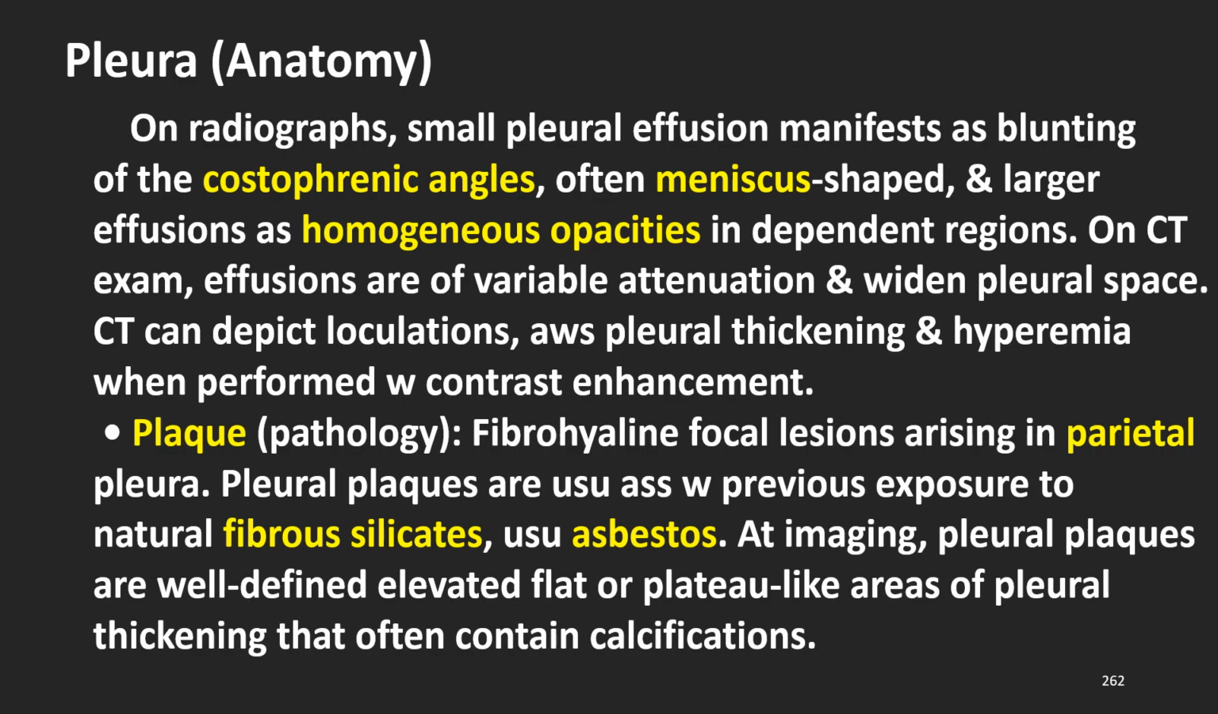Pleural anatomy. On radiographs, small pleural effusion manifests as blunting of the costophrenic angles, often meniscus-shaped, and larger effusions are homogeneous opacities in dependent regions. On CT exam, effusions are of variable attenuation and widen the pleural space. CT can depict loculations as well as pleural thickening and hyperemia when performed with contrast enhancement.